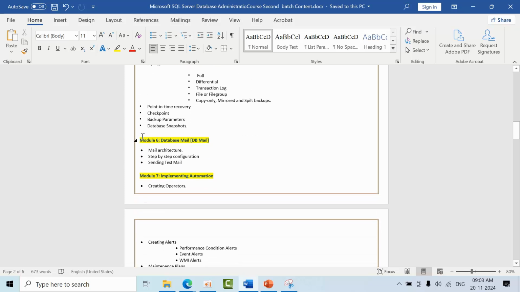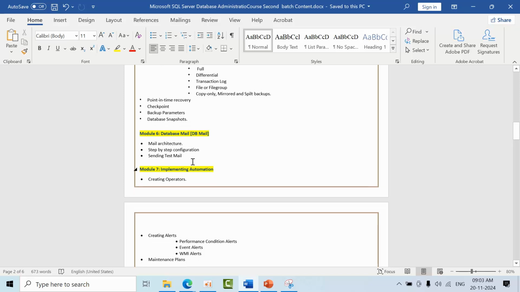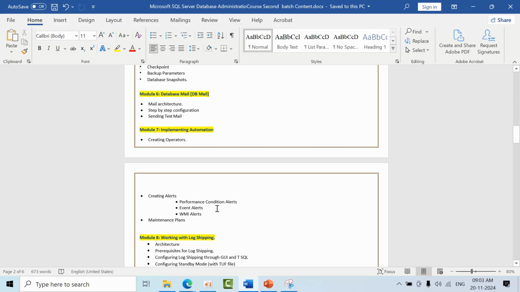Coming to database email. If anything happens, it has to be notified to all our database administrators and the clients as well, right? For that, we have a concept called DB email, or database mail. We are going to see the mail architecture, how we need to configure it and how we need to send a sample email. After that, we are going to see automation and what kind of alerts we need to create. All these things up to module 7, we call it level 1.